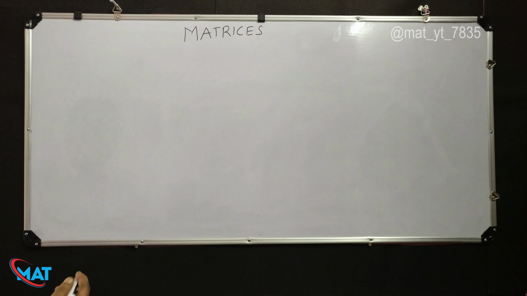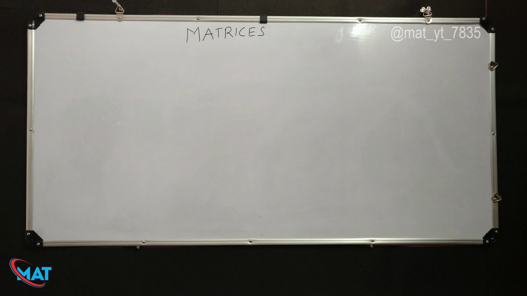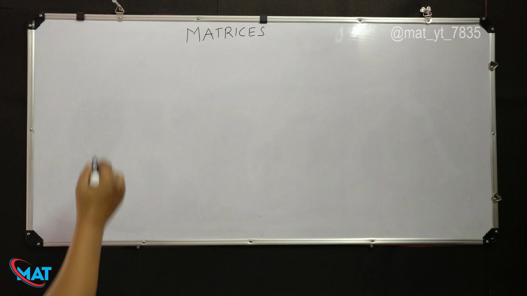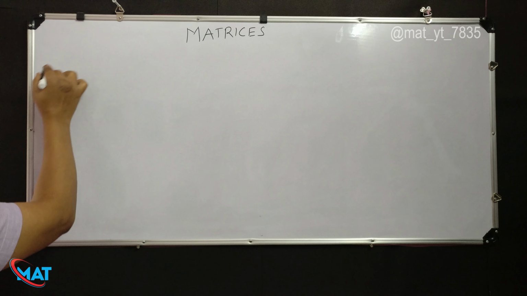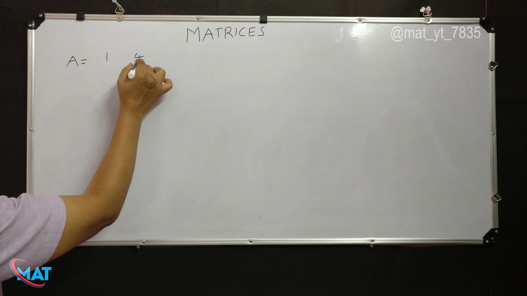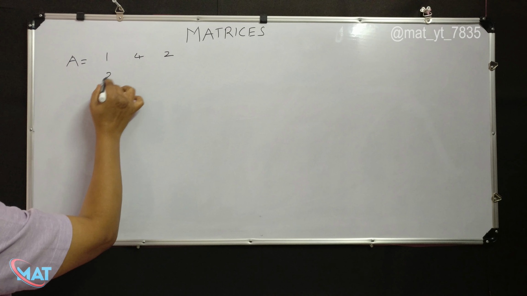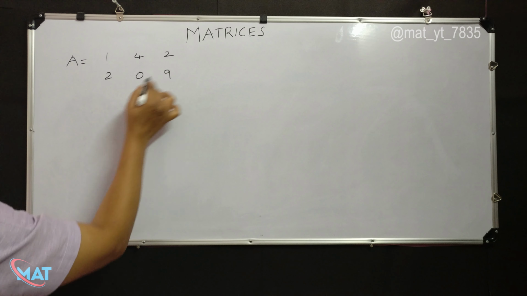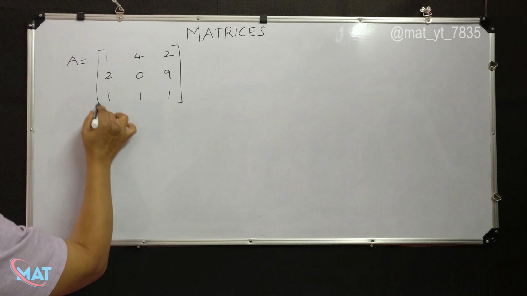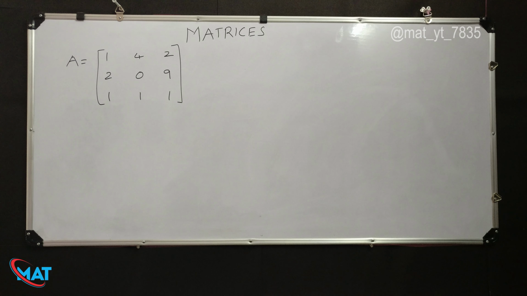So here in the previous video, when we discussed elementary matrix, the advantage of that you will understand very clearly from this. For example, if I take matrix A: 1, 4, 2, 2, 0, 9, 1, 1, 1. Let us take an example. Any matrix can be taken, not only a square matrix. Here I took a matrix of size 3 by 3.